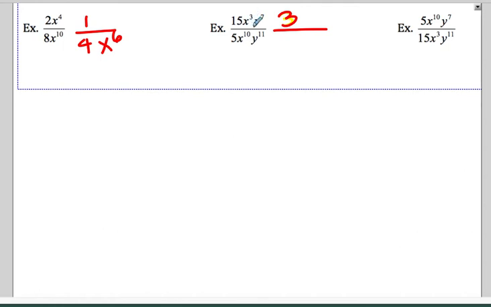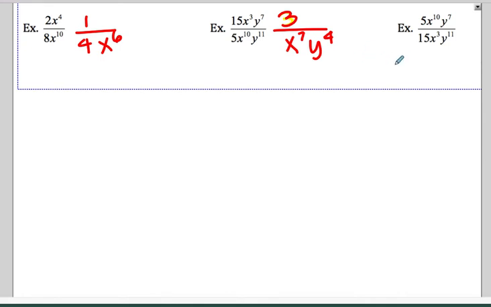I have 3 x's in the numerator, 10 in the denominator, so I'm going to have 7 left in the denominator. I have 11 y's in the denominator and 7 in the numerator, so I will have 4 left in the denominator. So 3 over x to the 7th, y to the 4th. So again, go ahead and hit pause. Try this last example. When you are done, hit play.